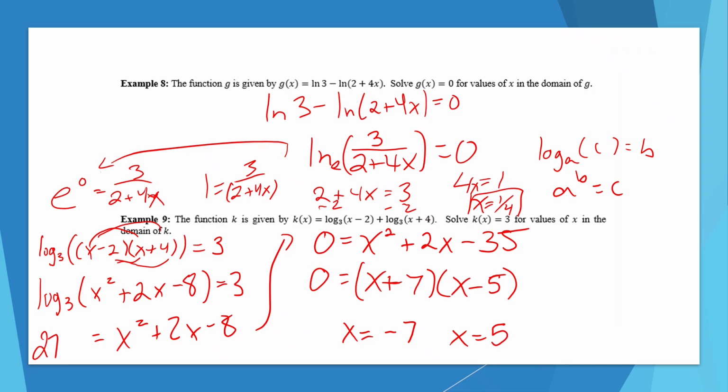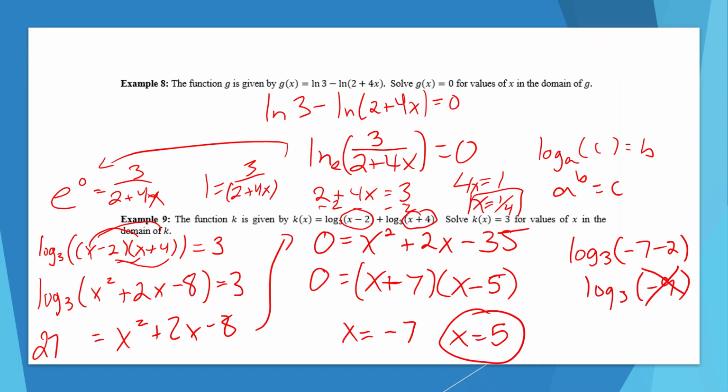Positive 5, when we plug it into both equations, right? If we plug it into that one I just circled, 5 minus 2 is 3, that's positive. 5 plus 4, 9, that's positive. This is one solution. However, look what happens when we plug negative 7 into the first log. We would get log base 3 of negative 9, and you can't take the log of a negative number. You also can't take the log of 0 if that comes up. So we actually will toss this out, making x equals 5 our only solution for example 9. So remember, always check for extraneous solutions with log equations.